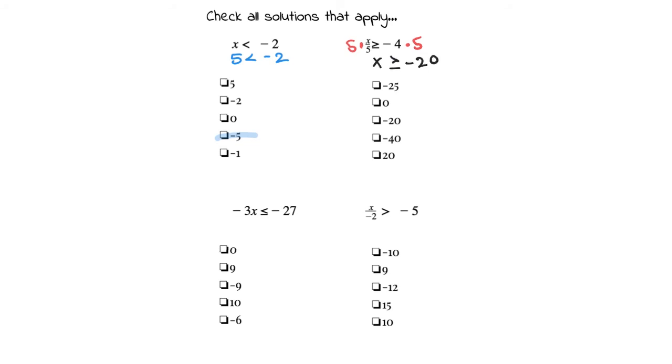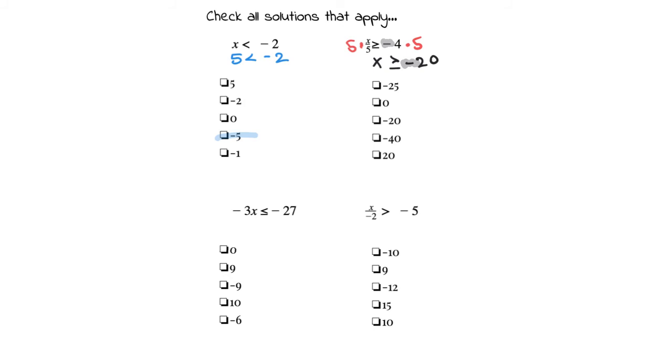Notice I did not flip the inequality. I started out with a negative in my answer, and our answer stayed negative. So I'm not flipping the inequality. It's only if the number you bring over to multiply or divide is negative that you're going to flip it. So now we're looking for solutions that are greater than or equal to negative 20.